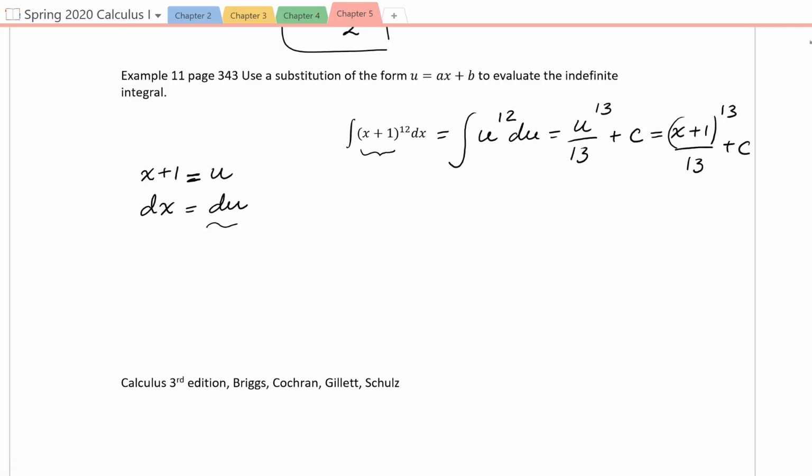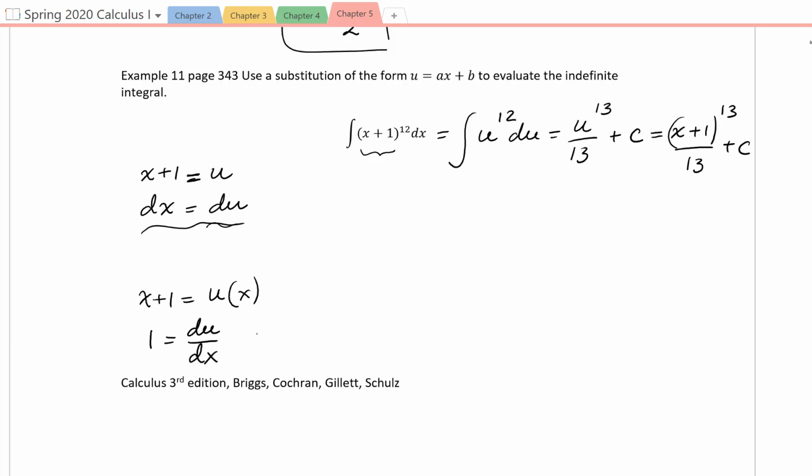If you are wondering, how did we get this dx equals du? I can clarify that a little bit more. So let's say we had x plus 1 equals u, where u is a function of x. If we differentiate both sides with respect to x, on the left-hand side we get 1, and on the right-hand side we get du dx.